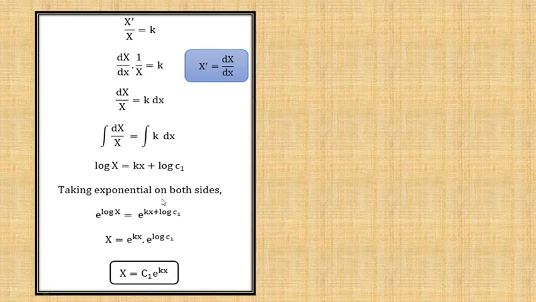Now taking exponential on both sides to get capital X as a function of small x, I will get e raised to log X is equal to e raised to kx plus log c1. And e raised to log capital X is capital X, and on the right we will use that e raised to a plus b is of the form e raised to a into e raised to b. Then we will have e raised to kx into e raised to log c1. Again e and logarithm will be cancelled out from here and this term reduces to c1. Hence we have capital X is equal to c1 into e raised to kx.